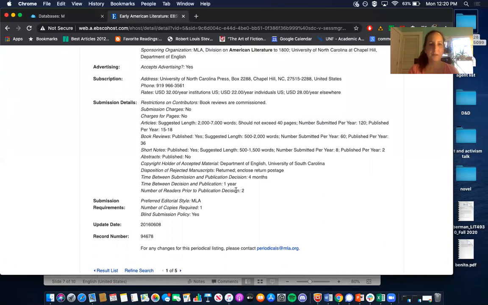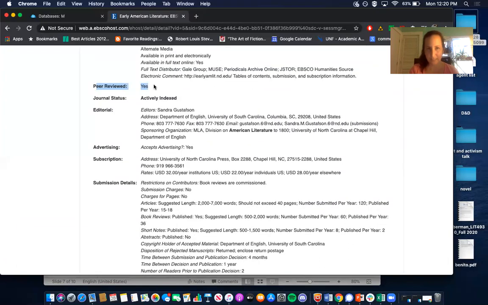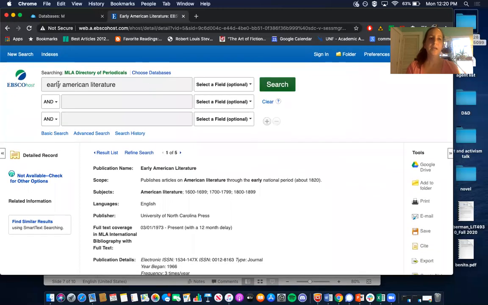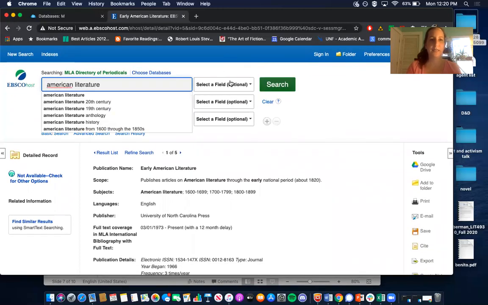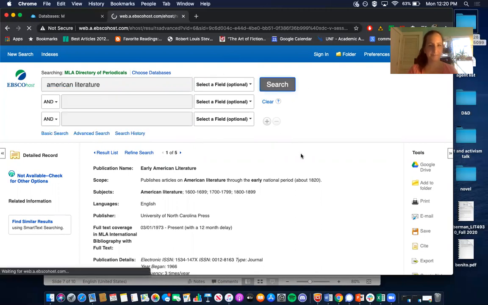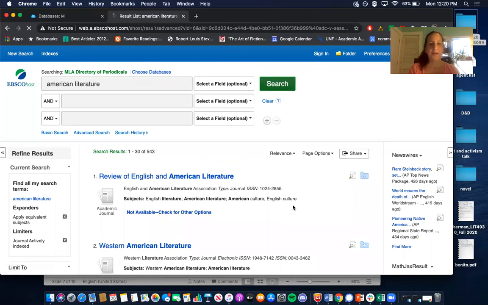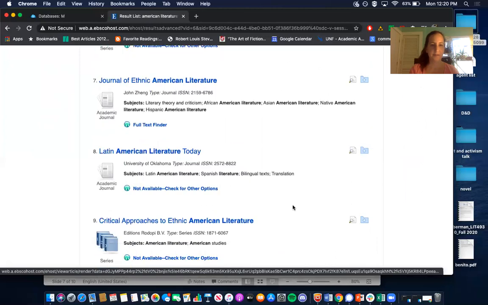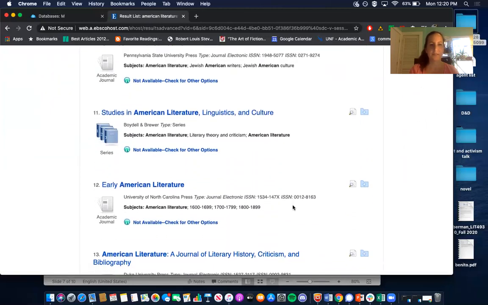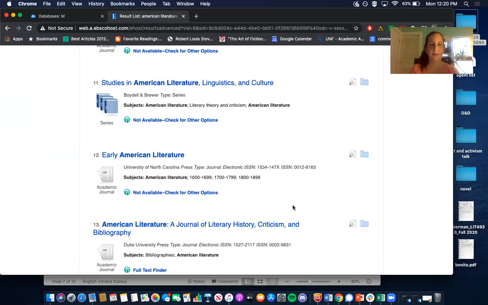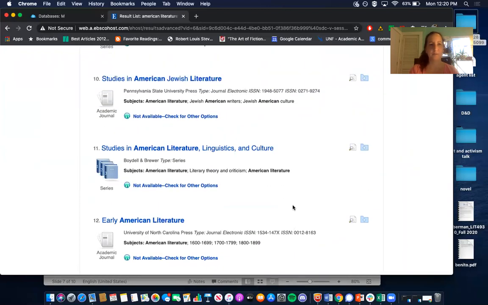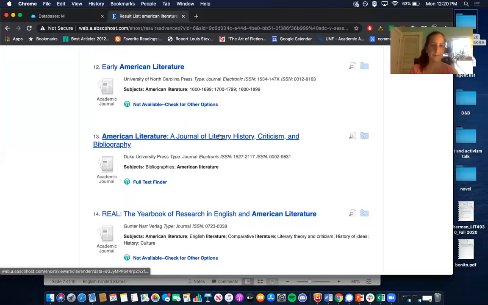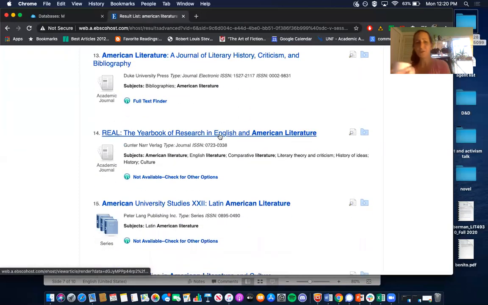There's other details in here, like it will tell you that it's peer reviewed. Yes, that's something that you want to see. Okay, so they don't have early American literature as a major field. Let's look at American literature and see what comes up. Now we have a larger sense of it, there's a much longer list. Some of these are obviously not going to be great for us, like studies in American Jewish literature aren't really going to matter to your thinking about Wieland.